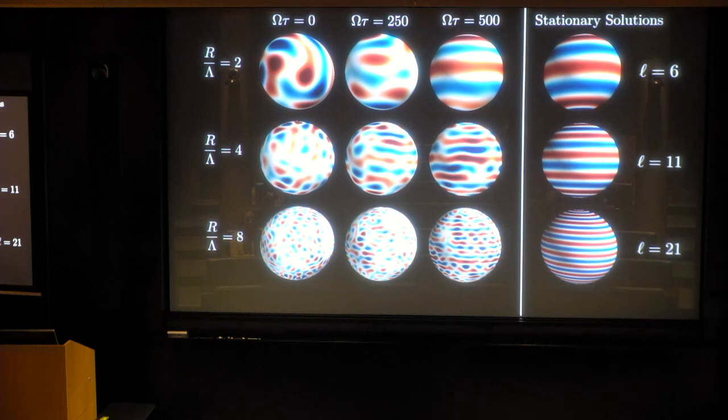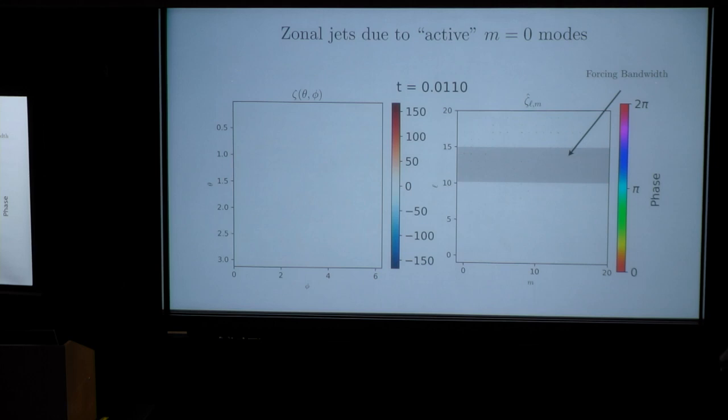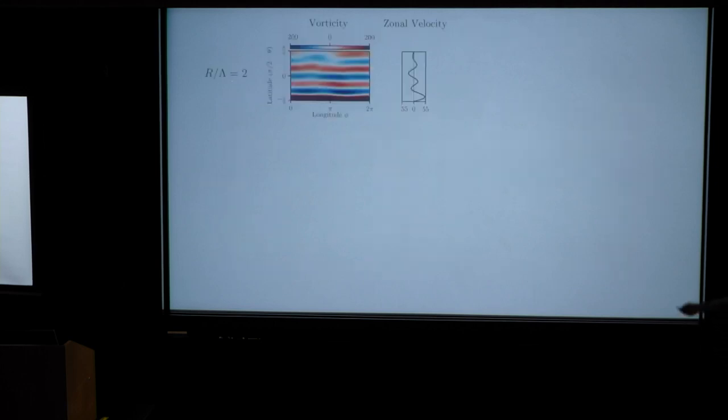Exactly, that's right. And so we think that the high rotation case is what is interesting. And maybe I'll go to the next slide first. So here is the vorticity, and then this is the azimuthal velocity, and they sort of sit between the bands, essentially.